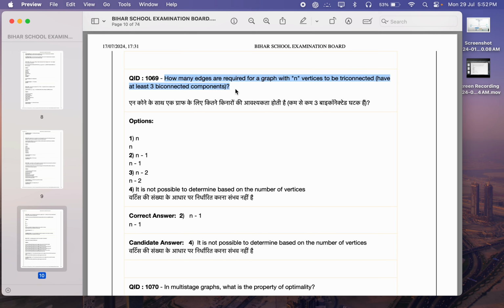So coming to this question, how many edges are required for a graph with n vertices to be tri-connected? So what does it mean by tri-connected? Tri-connected means having at least three bi-connected components. So we first have to understand what bi-connected means.